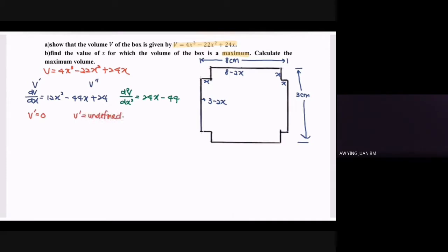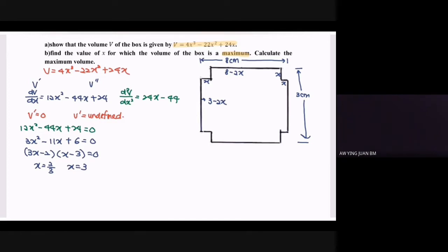So in here, 12x squared minus 44x plus 24 equals 0, V prime equals 0. Factor out 4, and we will have 3x squared minus 11x plus 6 equals 0. Kindly factorize. We will have (3x minus 2)(x minus 3). So finally, x equals 2 over 3, x equals 3. So this is what we call the critical numbers or the problems.